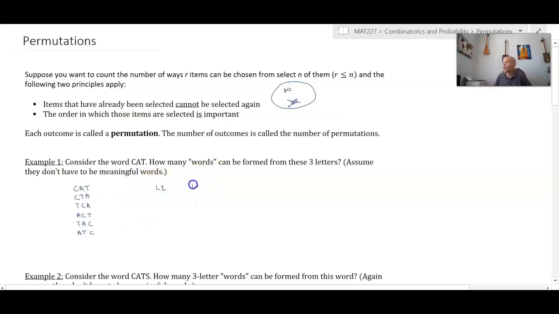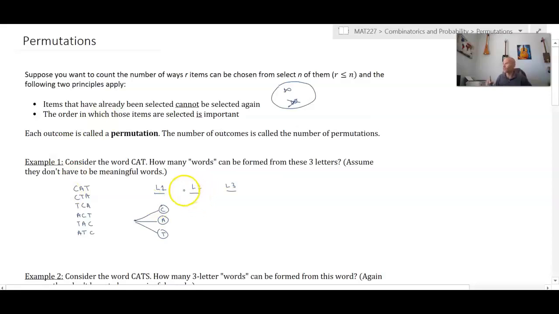Another way we could think about this is the first letter, L1, L2, and L3. I could draw a tree diagram and say the first letter could be one of 3 possibilities. It could be C, it could be A, or it could be T. Now notice that this does satisfy our criteria. We can't select the same letter twice. We're just asking for the number of ways that we can rearrange these 3 letters. And also the order is important, because each of these 6 sequences forms a different word, so to speak.